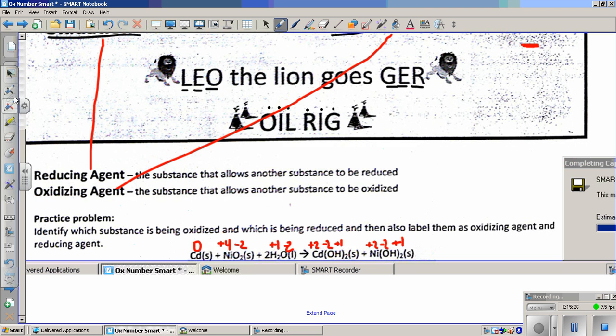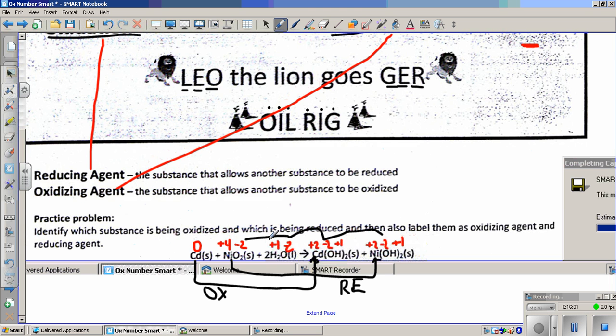Alright, so the reason we did that was to now see what's being oxidized and what's being reduced. So cadmium goes from a 0 to a +2. Okay, so it's becoming more positive, which means it lost electrons. So it is being oxidized. Nickel goes from a +4 to a +2, becoming less positive. So it must have gained electrons. So it is the one being reduced. And you might notice that everything else stays the same. Oxygen was a -2 and a -2 and a -2 and a -2. And hydrogen was a +1 and a +1 and a +1.